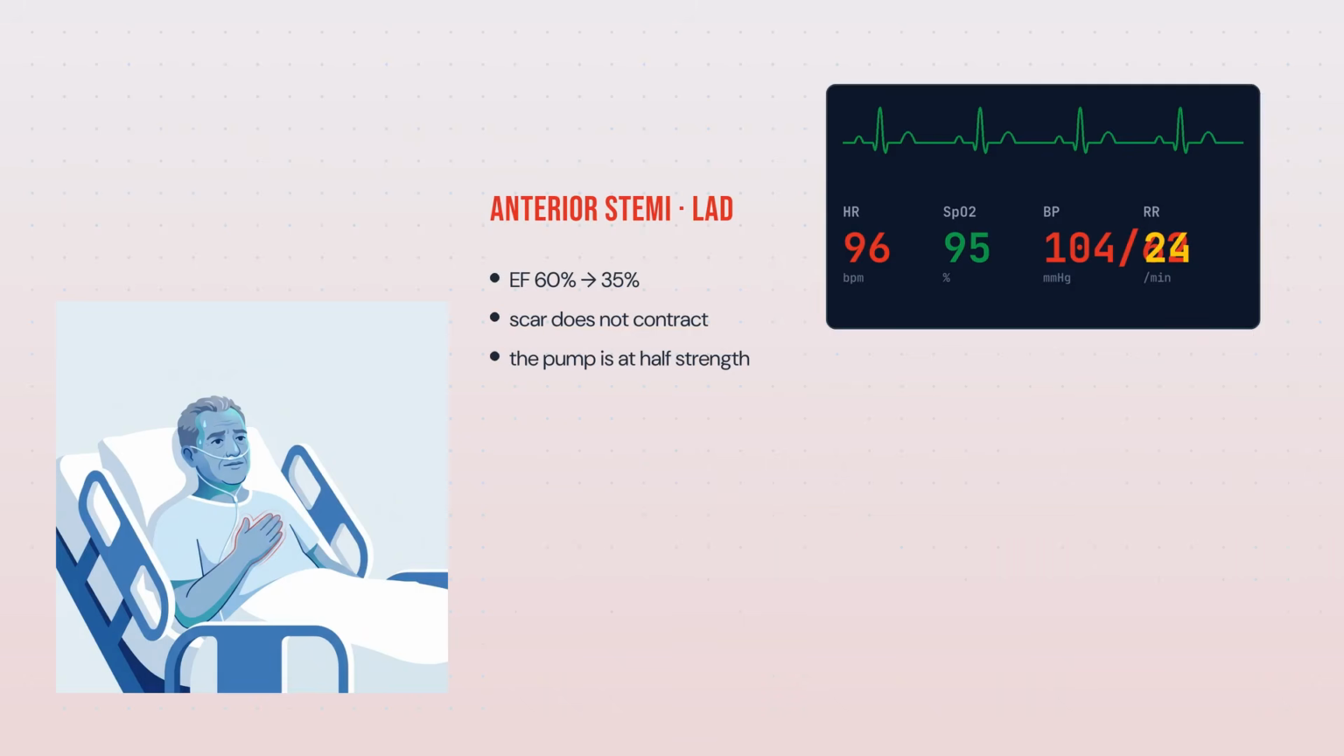So, our patient: the 12 lead shows ST elevation in the anterior leads. Troponin is positive. That is an anterior STEMI. And the anterior wall is fed by the left anterior descending artery, which supplies a large part of the left ventricle. He goes to the cath lab and the artery is opened. He survives. But a significant piece of his left ventricle is now scar, and scar does not contract. His ejection fraction, which was 60% last year, is now 35, which changes everything about how his body handles fluid.